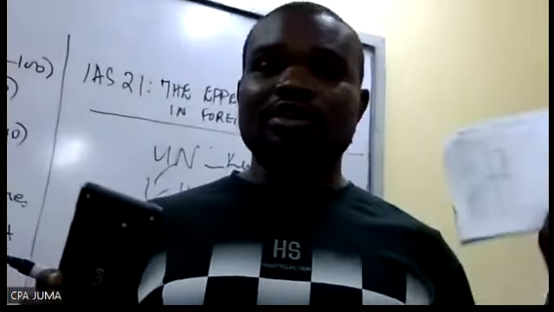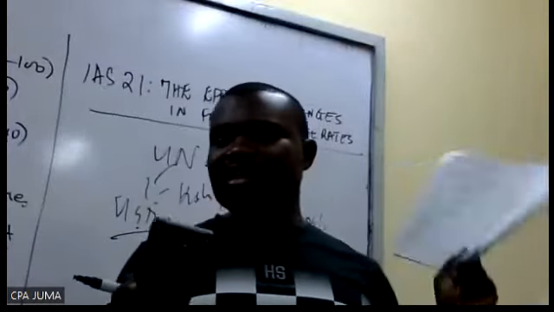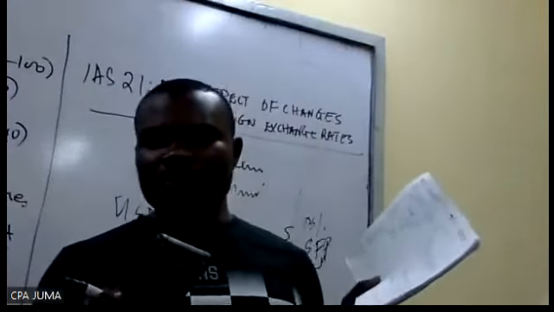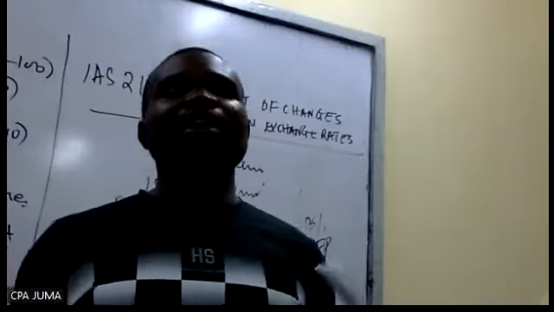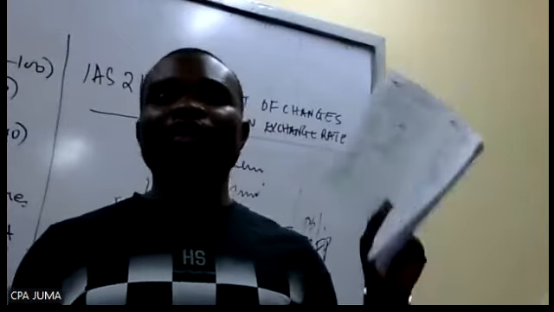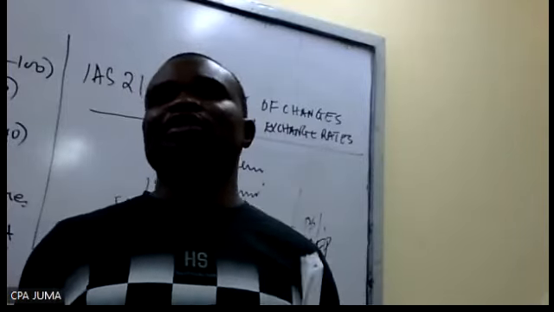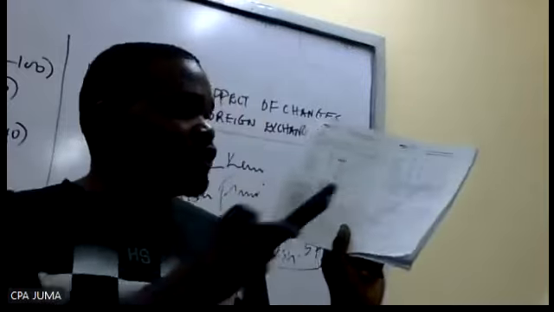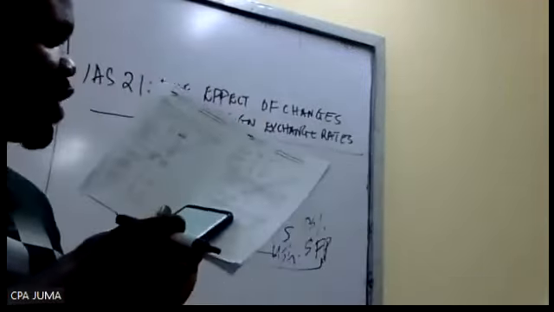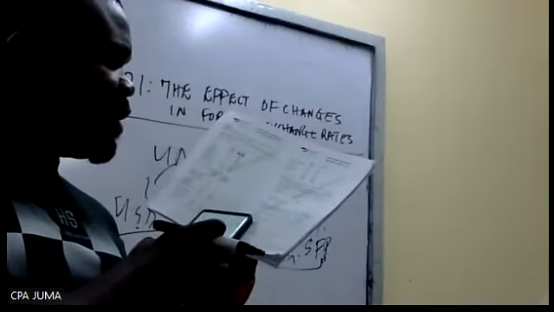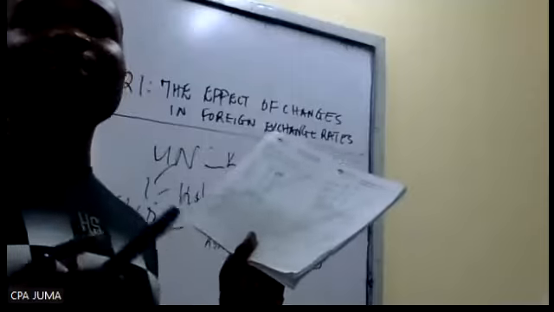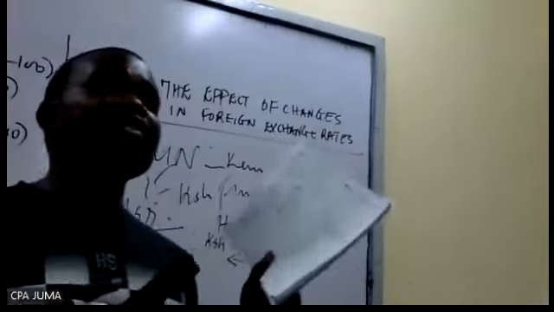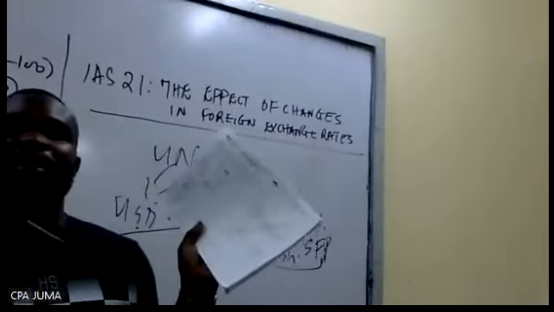Just hold the paper. Assets and liabilities, you use the closing rate. So the question is, what is the closing rate? Closing rate is the rate prevailing on the date you are required to prepare the balance sheet. So you go to the required, part C: 31st December 2021.